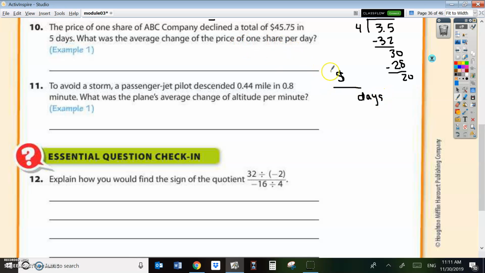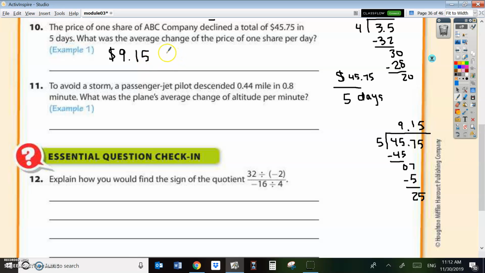So it's $45.75 divided by 5 days. And now write it like you would normally a division problem. 45 divided by 5 would be 9. 0, 7, bring up the decimal there, so it's 5, subtract, we get 2, bring down that, so $9.15 per day. So that's a loss, right? Per day.